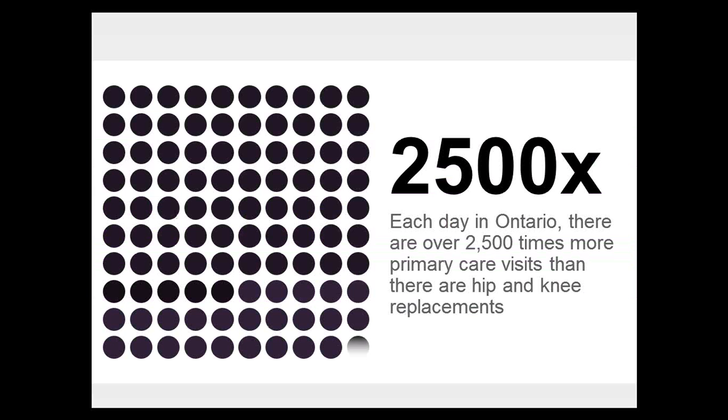Well, I highlighted one thing, and this is based on some old ISIS data, but basically this really highlights the fact that so much of the healthcare in the province actually takes place in the community, and specifically in the primary care office. So every day in Ontario, there are about 2,500 times more primary care visits than there are hip and knee replacements. It just goes to show you how much interaction our patients have with the health system outside of the hospital and in their family doctor's office. So if you go to my next slide.